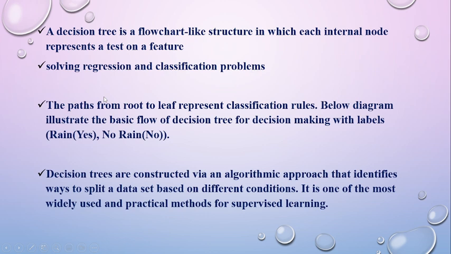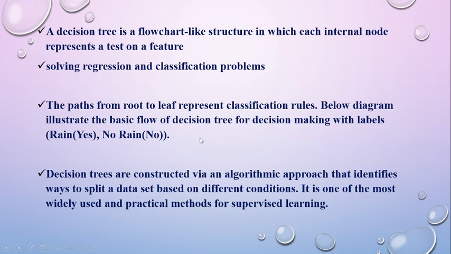We can say it looks like a flowchart structure in which each internal node represents a test on a feature. It always follows an algorithm-based structure that we can use to solve regression and classification problems also, remember. The decision tree is one of the important algorithms, and it follows the root node structure, and here the path from the root to the leaf represents classification rules. Also, in the diagram, we are going to show two examples.